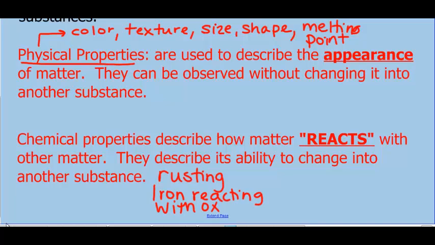If something doesn't rust, plastic doesn't rust. What that would mean then is the plastic doesn't react with the oxygen to create rust. Okay, so even the lack of reaction is still a chemical property.